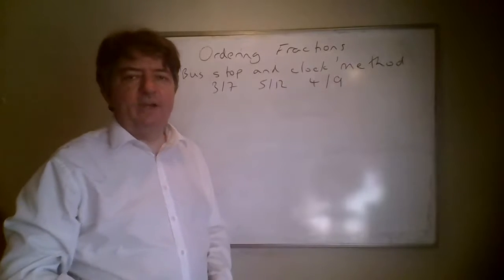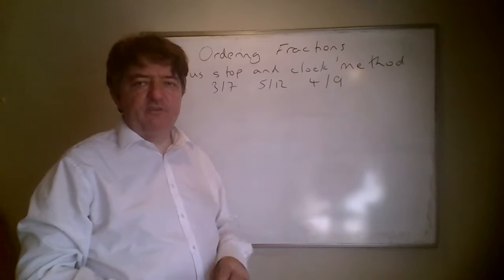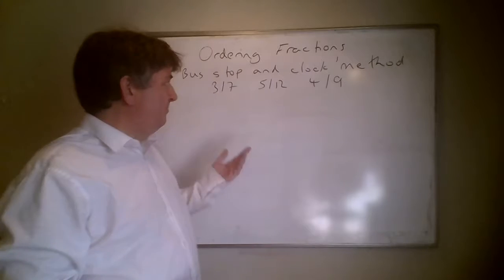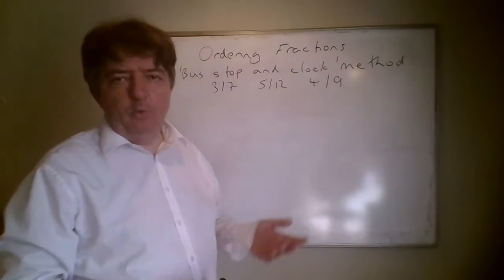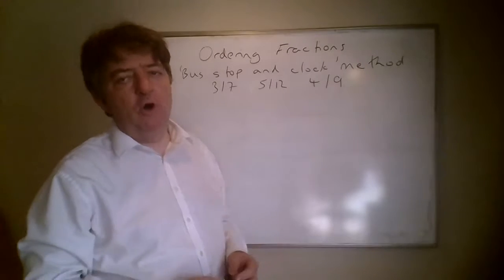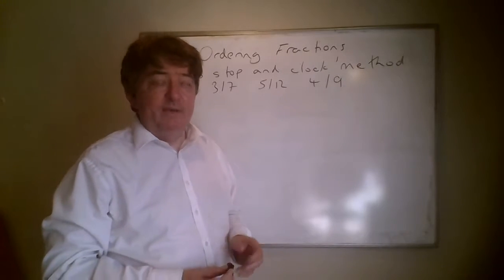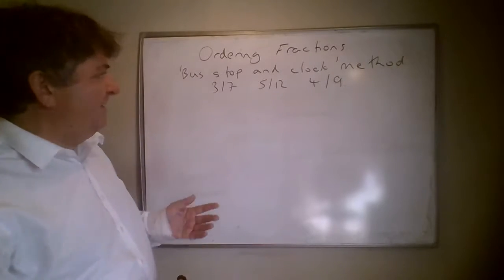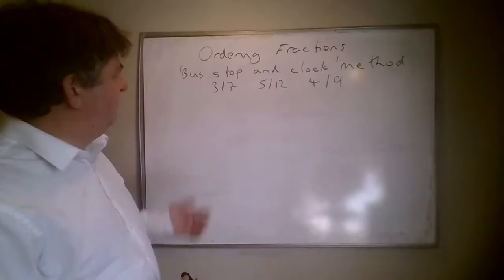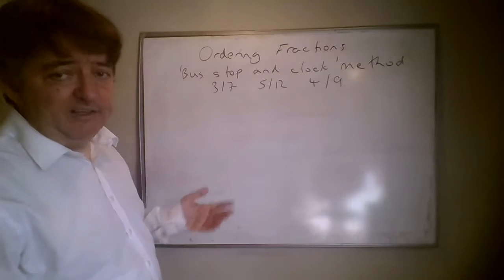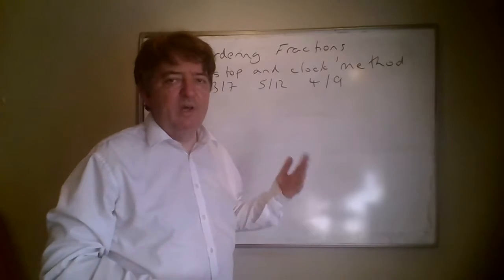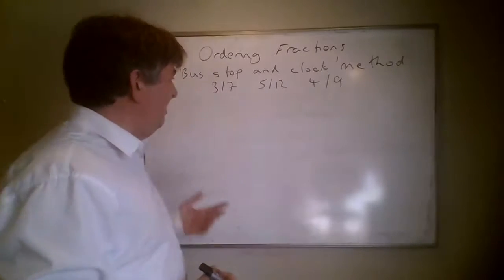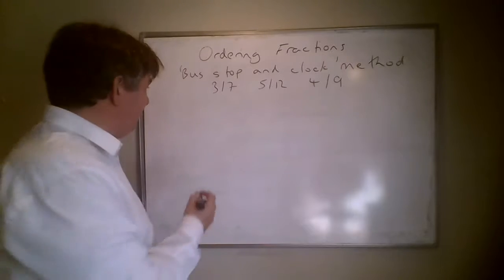In this video, we're going to look at ordering fractions using this method, which is called the bus stop and clock method. Just a simple way using the bus stop method for fractions. So the first question we're looking at is how do we order those fractions in order, the largest to the smallest? And the way we do this is we work them out as decimals, and we start off with 3/7.